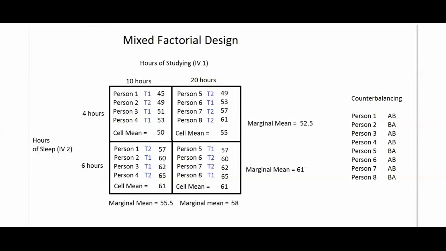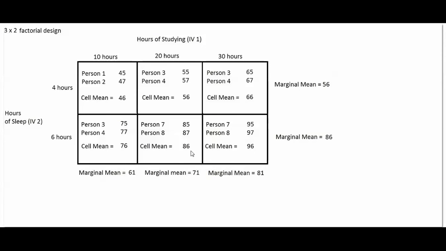Now let's move on to talk about a 3 by 2 factorial design. A 3 by 2 factorial design has 2 independent variables. The first independent variable has 3 levels, and the second independent variable has 2 levels. This number is the number of levels of IV1, and this number is the number of levels of IV2. 3 times 2 is 6, so a 3 by 2 factorial design has 6 conditions. In other words, a 3 by 2 factorial design has 6 cells. I started with 12 participants in this experiment, and I randomly assigned 2 people to each of the cells.